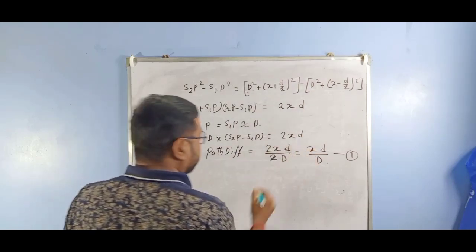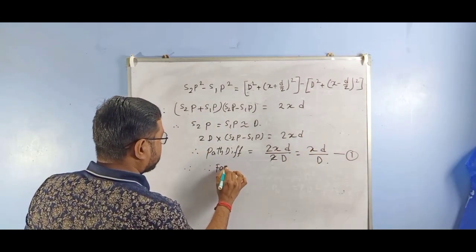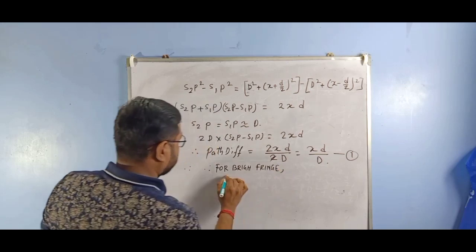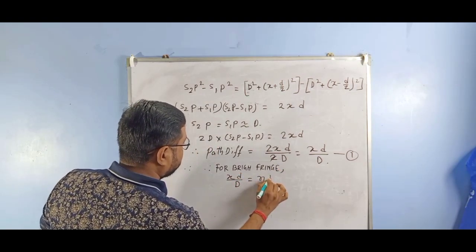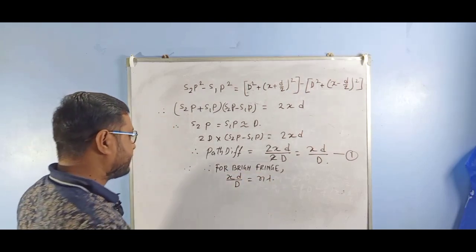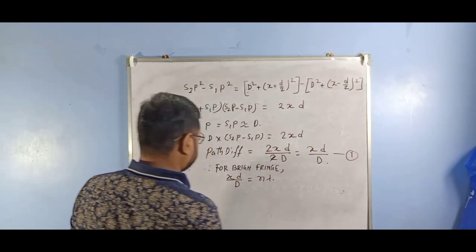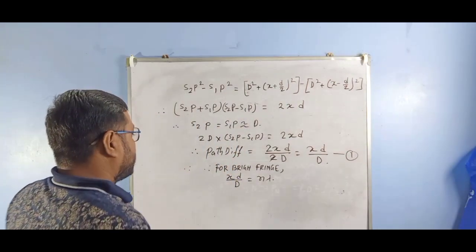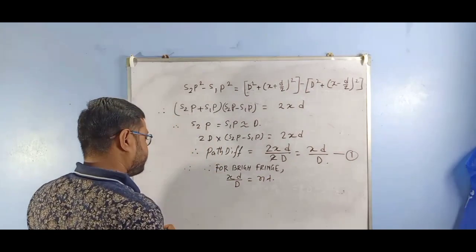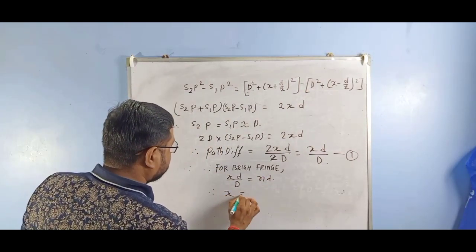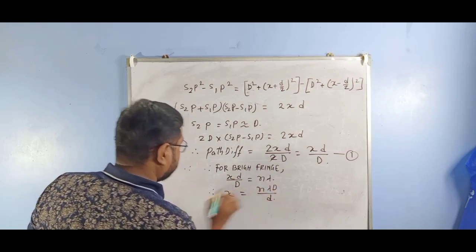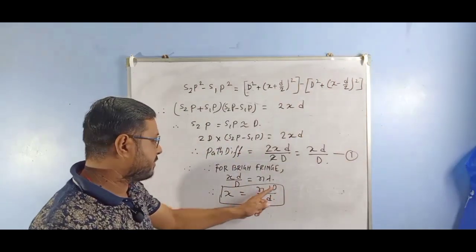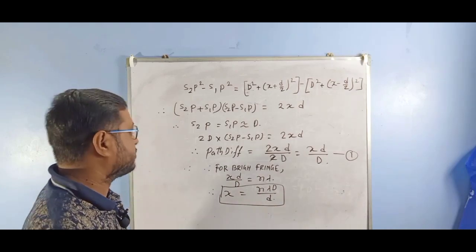Now, for bright fringe, path difference equals n lambda. So we can write for bright fringe, xd by D is equal to n lambda. So x equals, we can get, n lambda D by d. x, the distance between the central bright band and the point P, is equal to n lambda D by d.